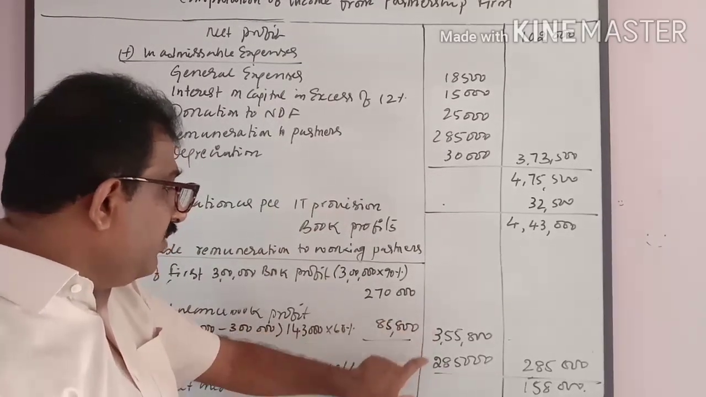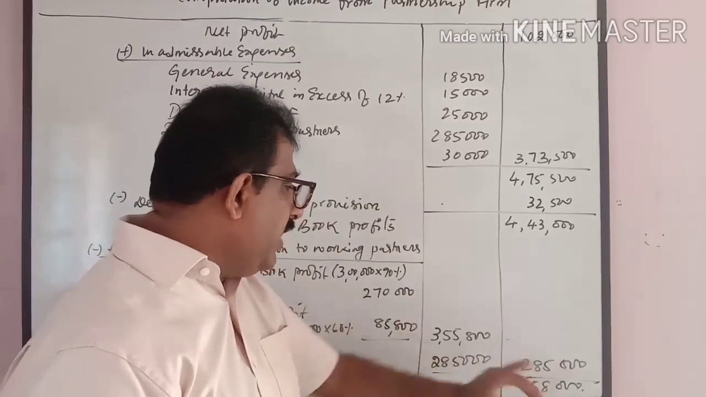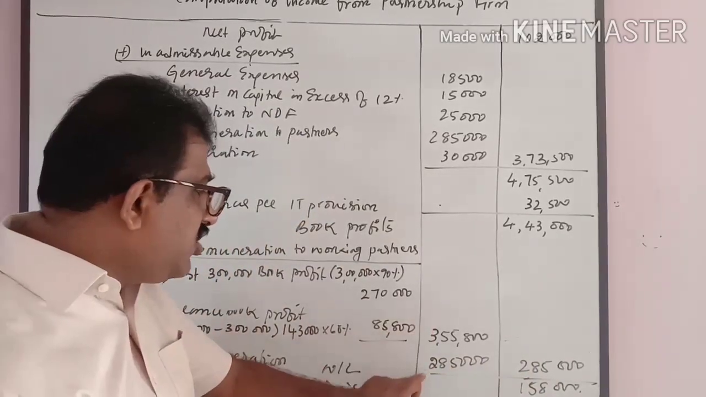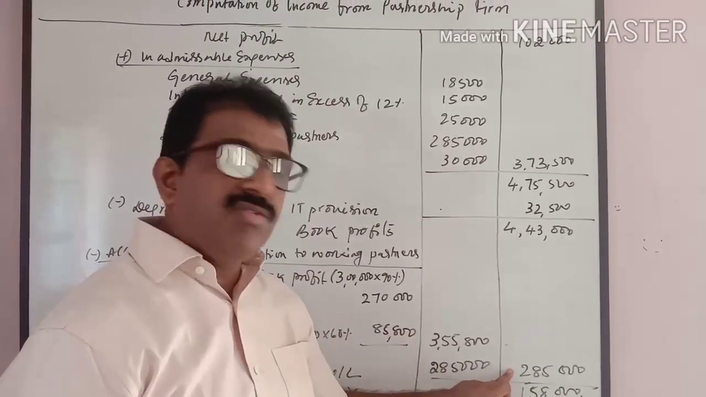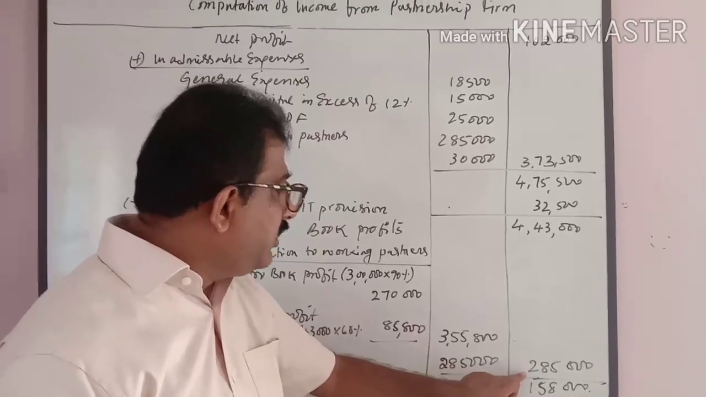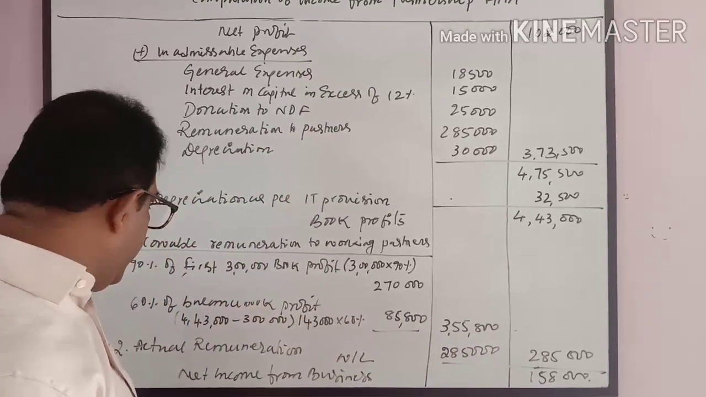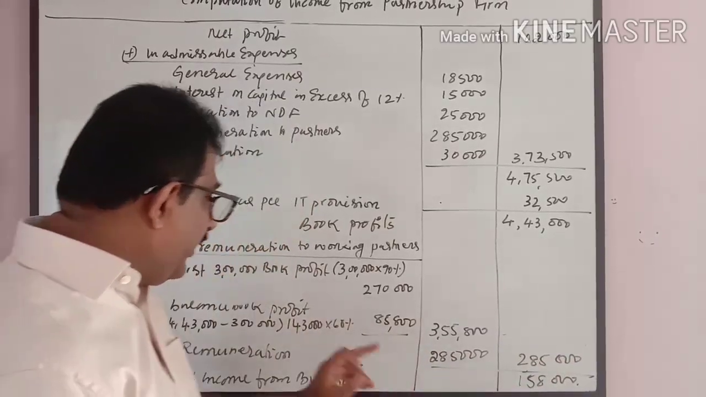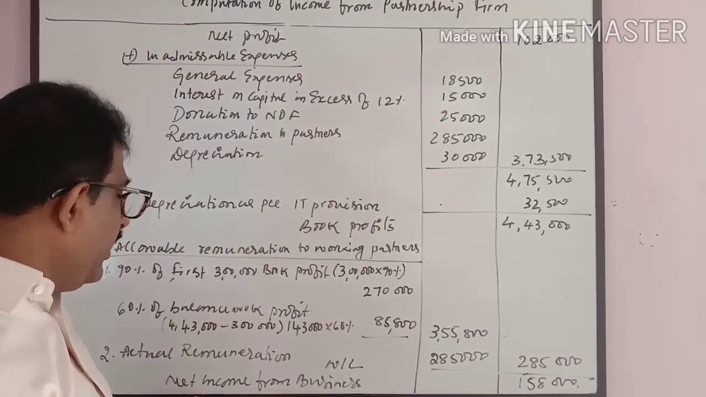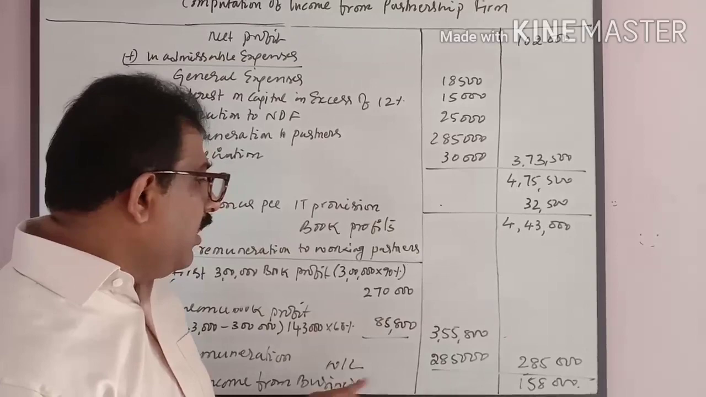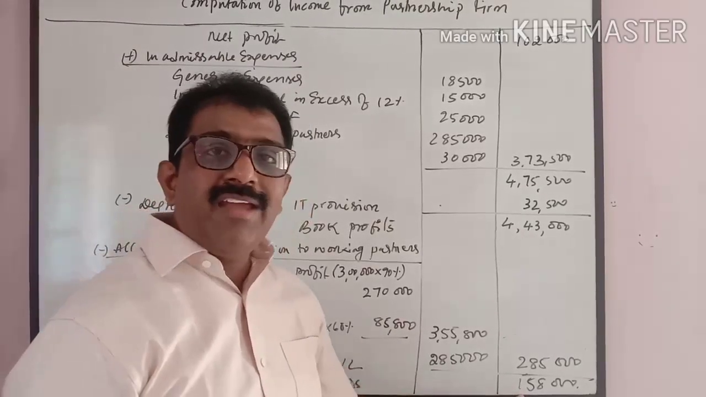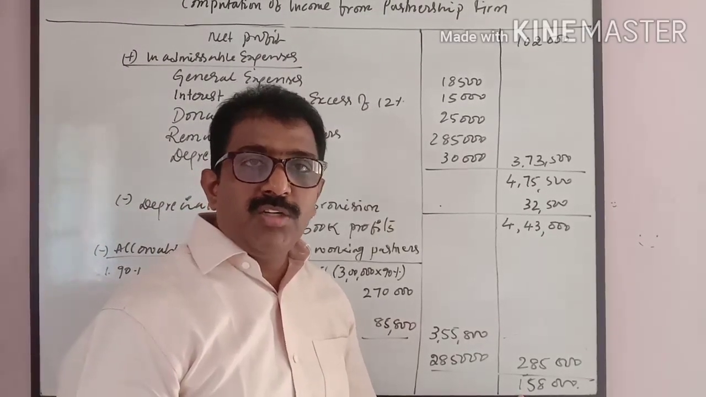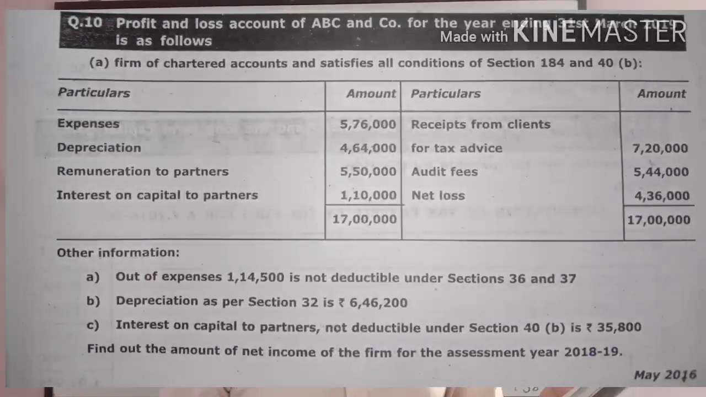Among these two, whichever is least will be allowed as deduction. In these two, 2 lakh 85,000 is the least. So this is allowed as remuneration. After 4 lakh 43,000 minus 2 lakh 85,000, whatever remains is the net income from business or partnership firm, 1 lakh 58,000. I will work out one more similar problem.